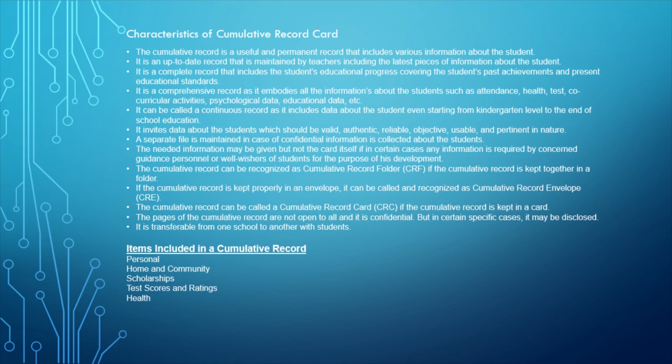It is a comprehensive record as it embodies all the information about the students, such as attendance, health, test, co-curricular activities, psychological data, educational data, etc. It can be called a continuous record as it includes data about the student even starting from kindergarten level to the end of school education. It invites data about the students which should be valid, authentic, reliable, objective, usable, and pertinent in nature.